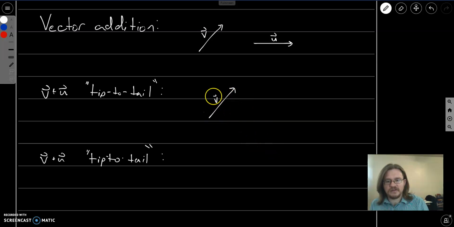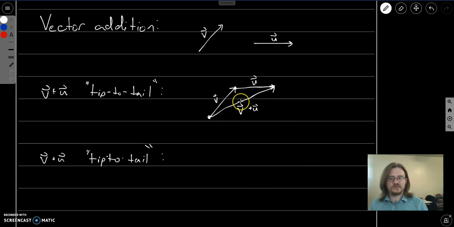So here is our vector v. It's pointing up and to the right, about that long. And here's our vector u. The idea is that if we put them tip to tail, so again, v will start here and end here, and then we'll take u and we'll put a copy of it right at the end. V plus u is going to be the vector that starts at the beginning of v and ends at the end of u.